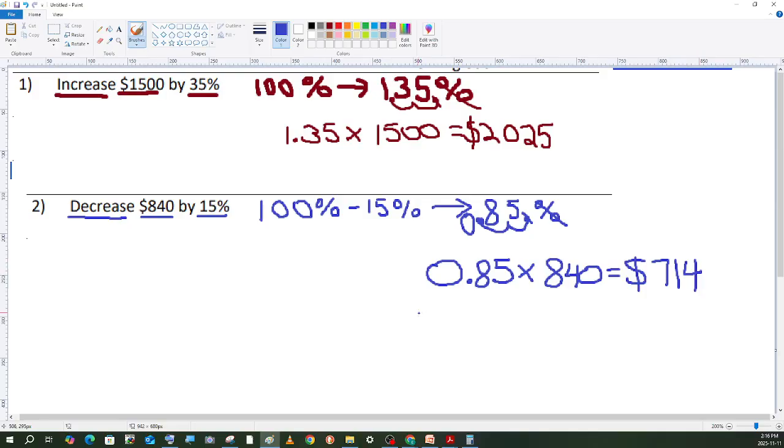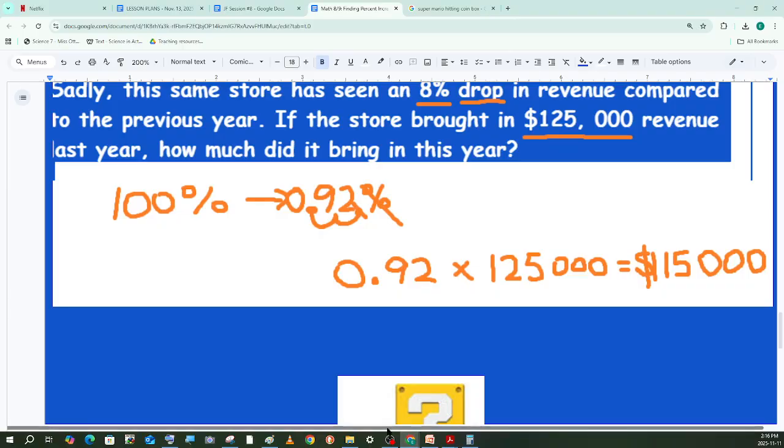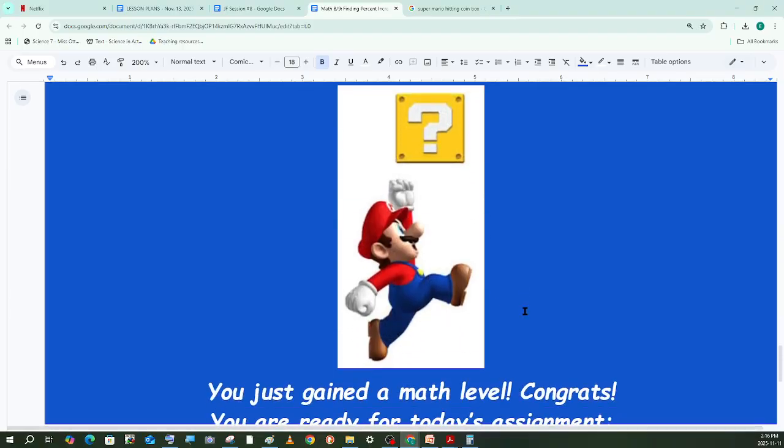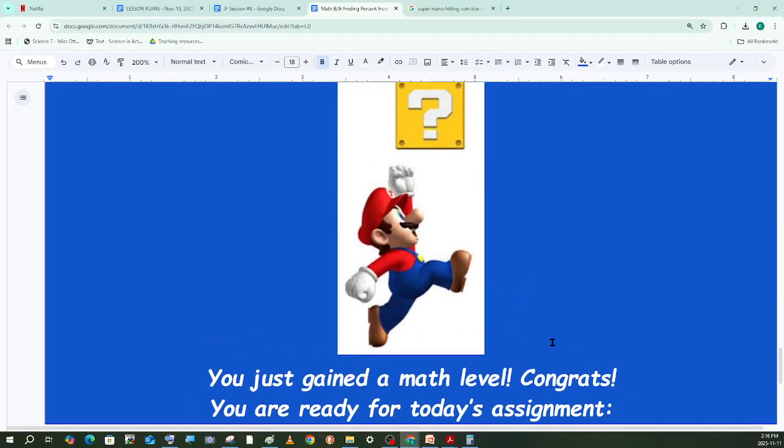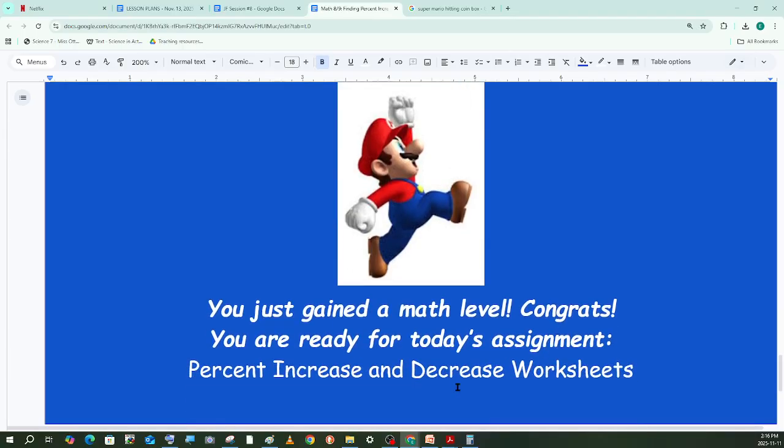All right, so go ahead and do questions 3 through 15 on your worksheets. Happy mathing to you. Oh yeah, before you get to that though, I do want to show you this. You just gained a math level. Congrats. So you're ready for today's assignment, which is the rest of your percent increase and decrease worksheet.